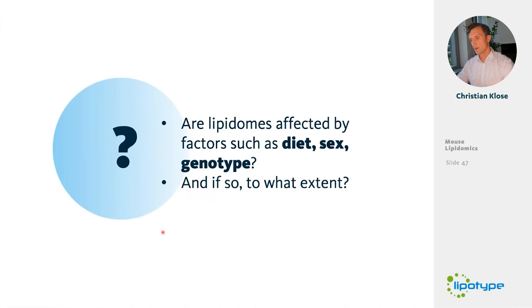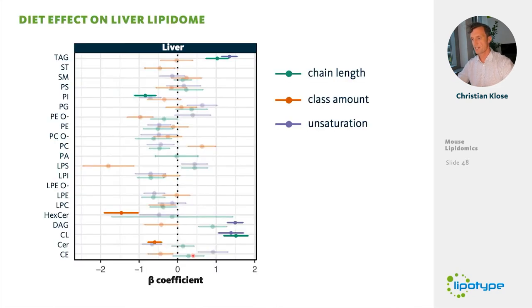Another question we were able to address with this data set was whether lipidomes of the different organs are actually affected by factors such as diet, sex, or genotype. And if so, to what extent are they affected? So what we did in order to answer this question is a linear regression analysis with lipid class amounts, averaged unsaturation, averaged chain length, in order to identify whether there are any significant changes imposed by these factors, diet, sex, and genotype. And the factorial design of the study allowed us really to investigate these effects, diet, sex, and genotype, independently of each other. So the result of such an analysis looks like this.